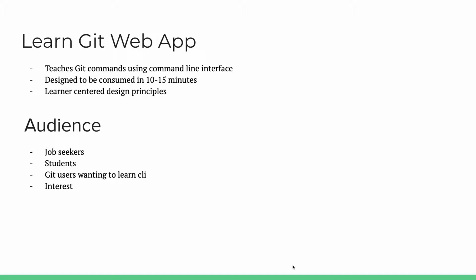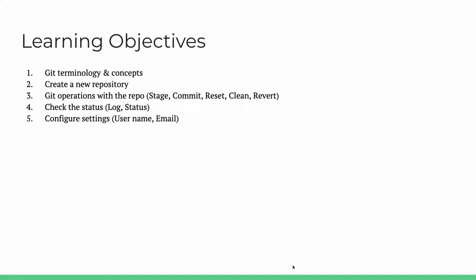The audience for the app would be job seekers, students, Git users who already know Git but want to learn CLI as well, and personal interest. The main objectives are to teach terms and concepts, commands for basic operations such as creating a new repo, operations on that new repo, and also check the status of the repo. In addition, configuring your local settings would be taught as well.